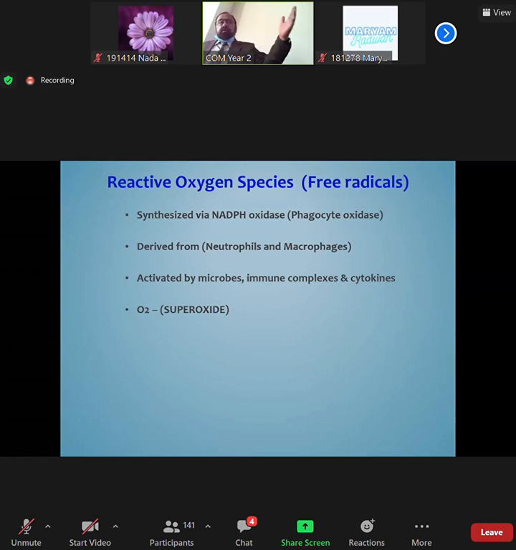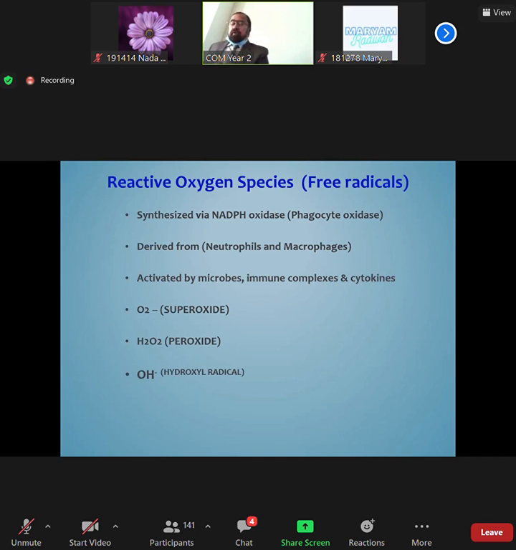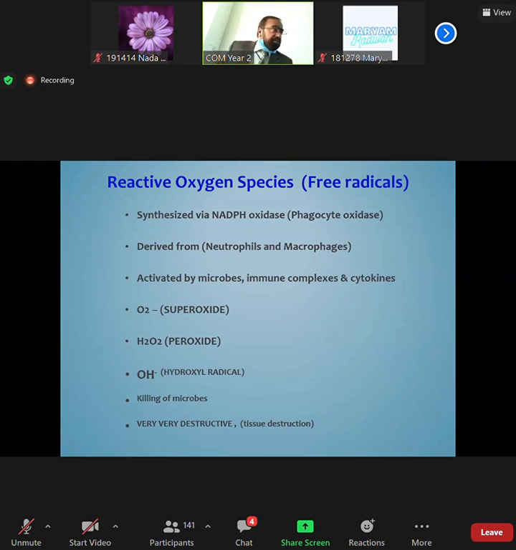So when NADPH, in the presence of the phagocyte oxidase enzyme, converts into NADP, the H comes in and causes oxygen to develop into superoxide, and then the whole cascade starts. So you have superoxide, you have hydrogen peroxide, you have OH ion, right? These are all free radicals. The important function is killing of the bacteria, and they are very, very destructive.